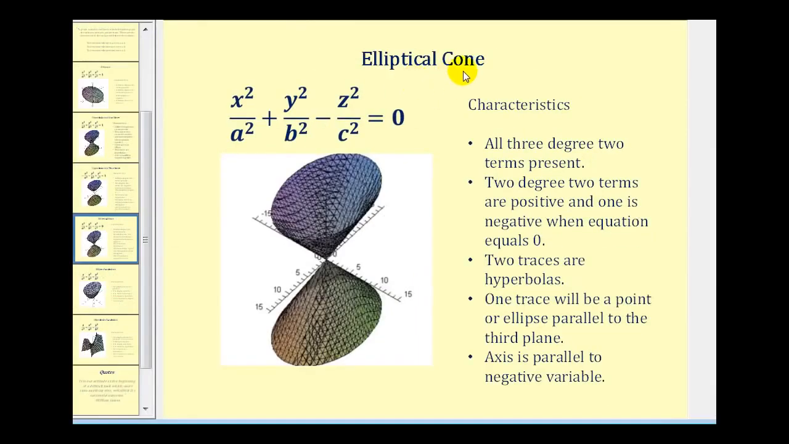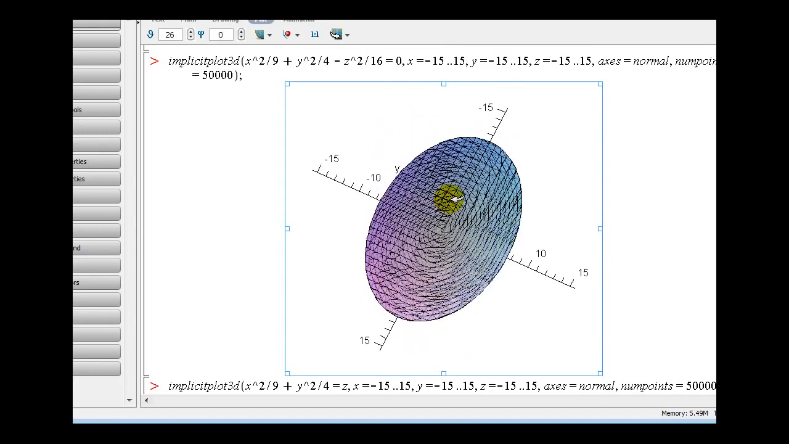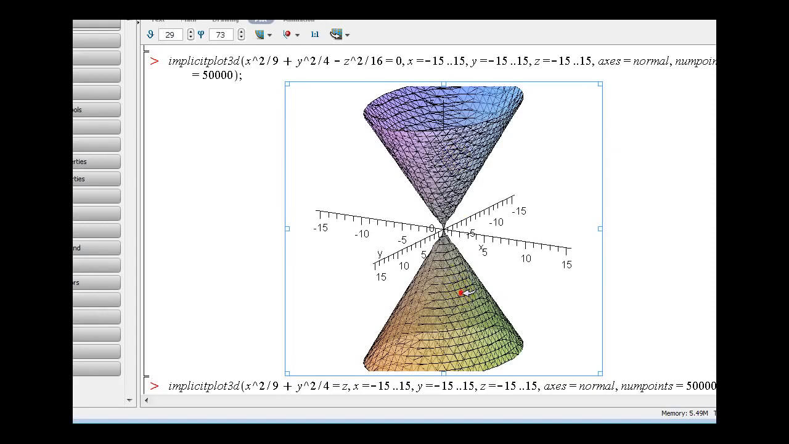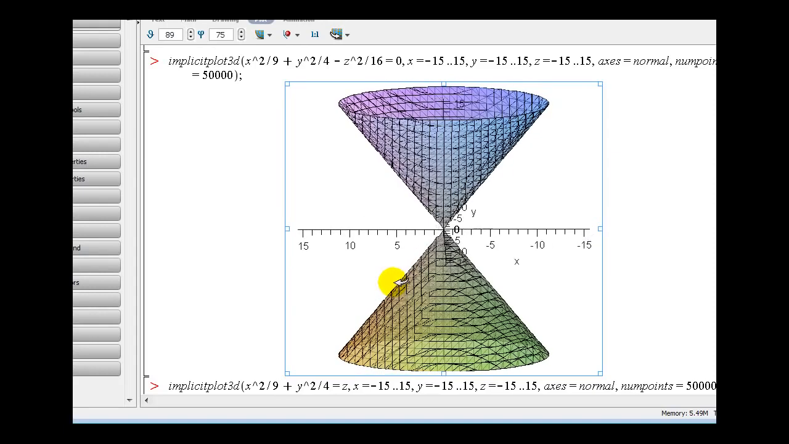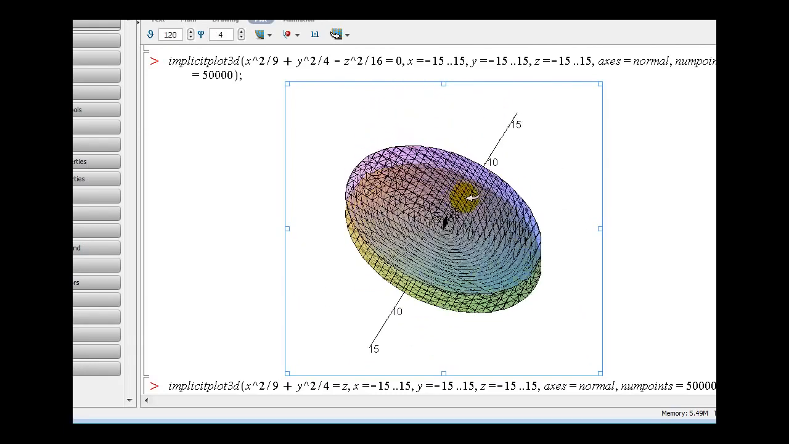Next we have the elliptical cone. Again, notice all degree 2 terms are present, where 2 of them are positive and 1 of them is negative, but now the equation is equal to 0. We have 2 traces that are hyperbolas and 1 trace that is an ellipse, and the axis is parallel to the negative variable. Here's the graph of the elliptical cone. Again, in this case, the xy trace is elliptical. The xz trace is a hyperbola, and so is the yz trace. This is the elliptical cone.